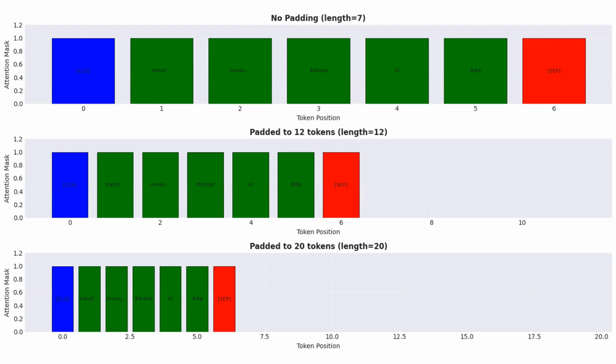The first sequence has no padding, just the natural length with special tokens. The second is padded to 12 tokens, adding just enough padding to reach that length. The third is padded to 20 tokens, showing more extensive padding. Notice how the attention mask value is 1 for real tokens and 0 for padding, which is crucial for the model to know what to process.